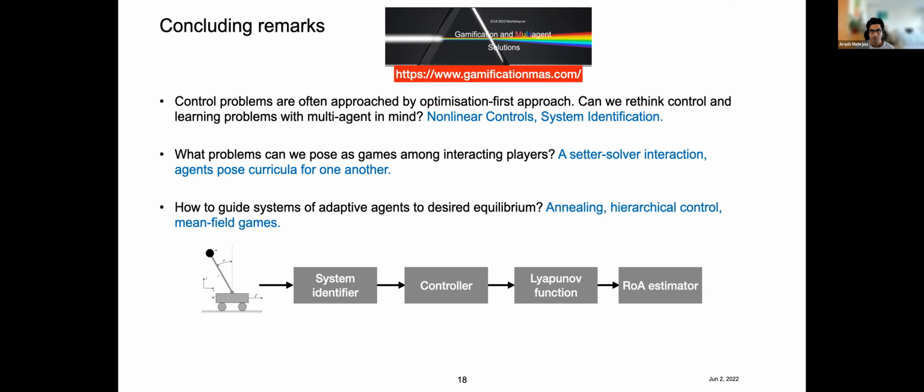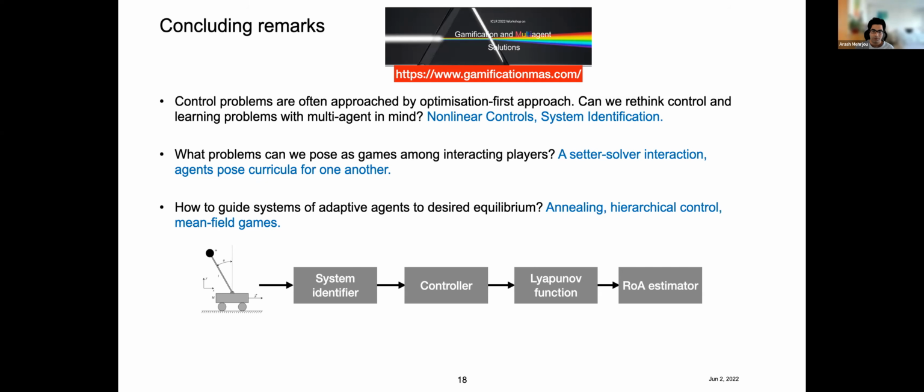What I showed today, and also the earlier work on learning the ODE and Lyapunov function, showed that we can see this as a two-player game, where one player is the Lyapunov function and the other player is the ODE learner or the controller. But we can maybe think about more games, or games with more players.